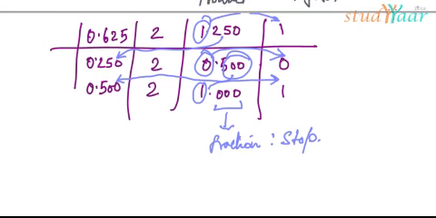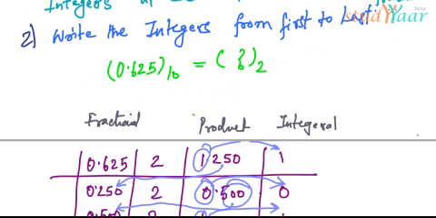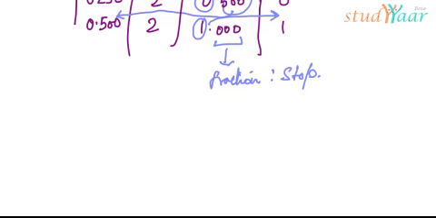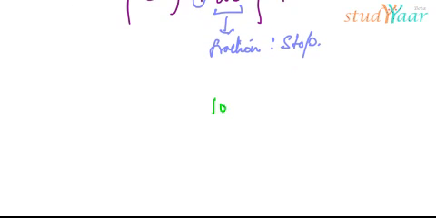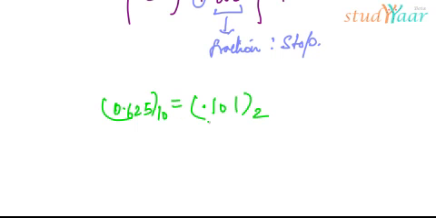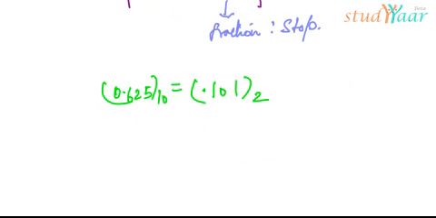Okay, the next step is to write the integers from first to last. So I'm going to write it as 1 0 1. So my 0.625 in decimal is equal to 0.101 in binary, right?